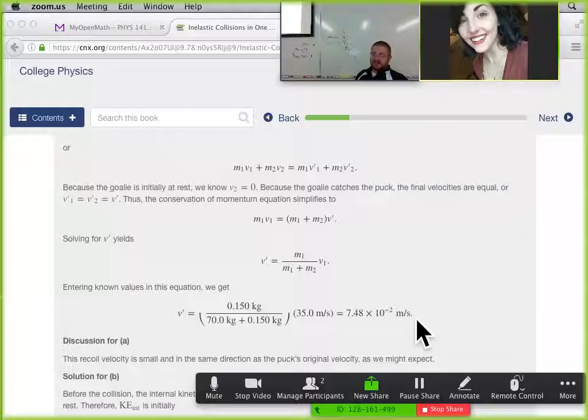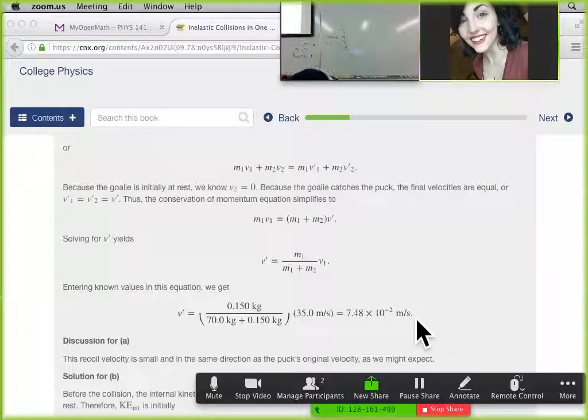Which makes it about 7 centimeters per second. 7 centimeters is a few inches, 3 inches or so. So 3 inches per second. And that's about what you see with an ice hockey goalie. If they get a puck hit at them really hard, it might push them back a couple inches. And that's what we're seeing here.